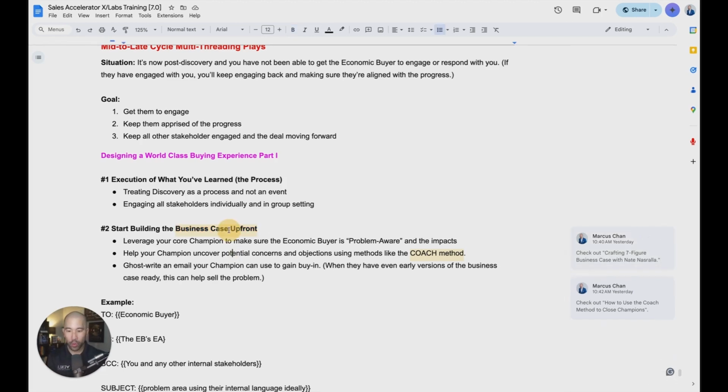Okay. We also want to make sure we're leveraging your core champion to make sure the economic buyer is problem aware and the impacts. So this is really, really, really important. So oftentimes, if you think about whatever you sell, you're probably solving a problem at the manager and probably department level, generally speaking, that obviously can be linked to bigger core initiatives and the overall business, which is totally great. But a lot of times, the economic buyer may have no idea of what problems exist at the lower level. That's just a reality, and this applies to even small businesses too, right?